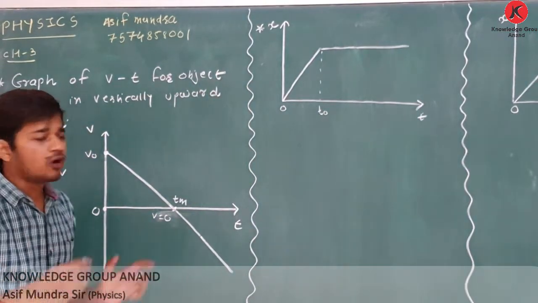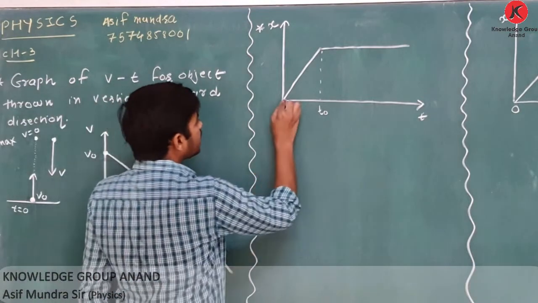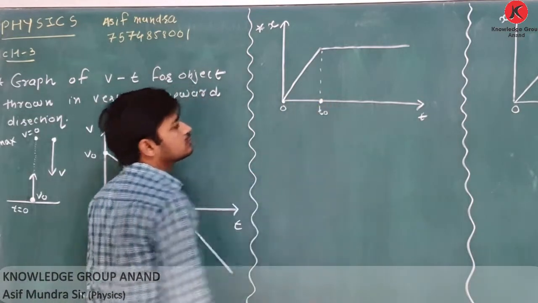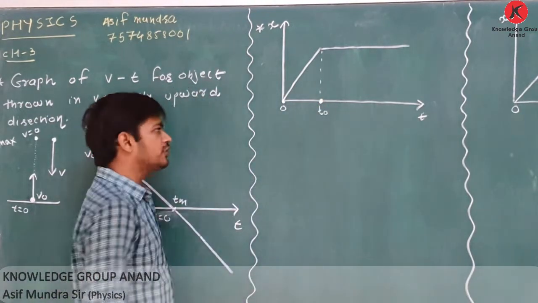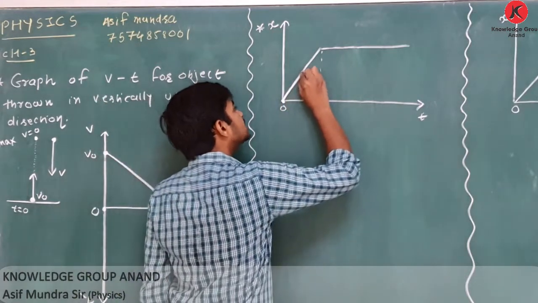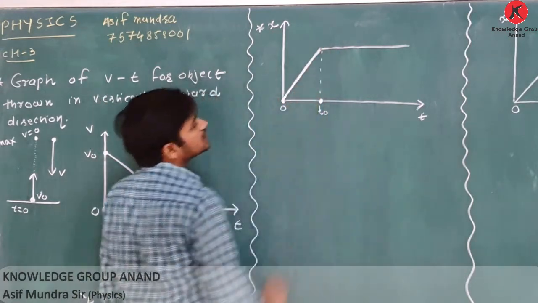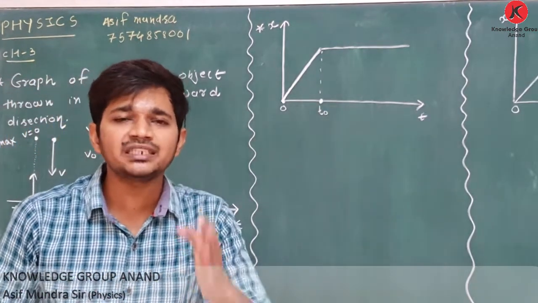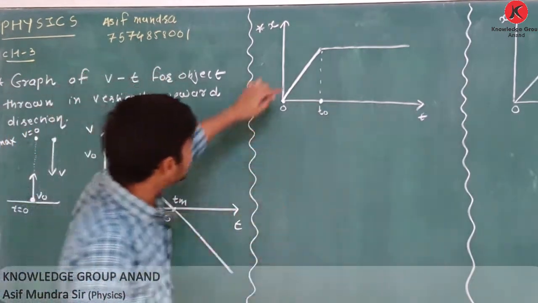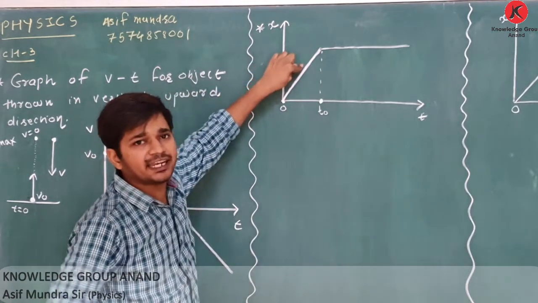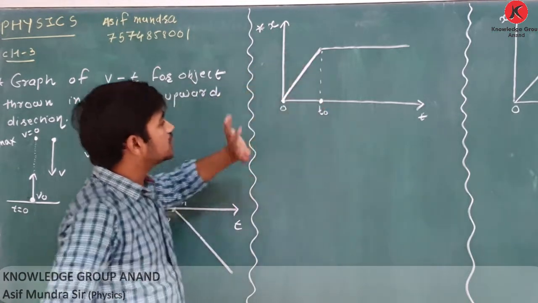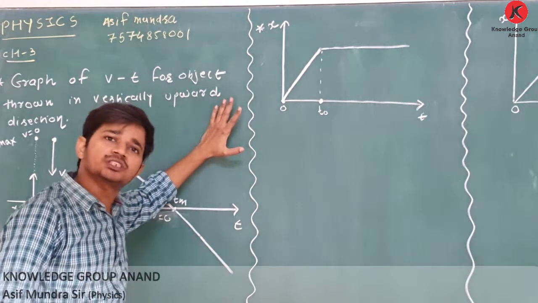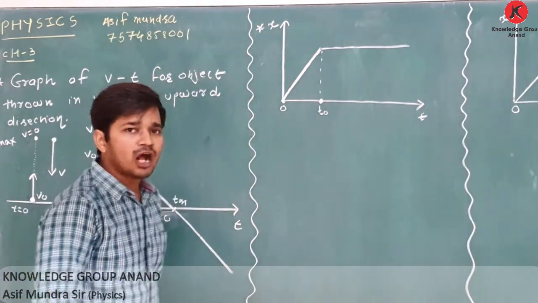So how to observe? First of all, during time 0 to t0, this graph is a straight line and has some slope. Having some slope means it has some velocity. And as it is a straight line, it means velocity is constant. Velocity is constant during this journey. So how to write?